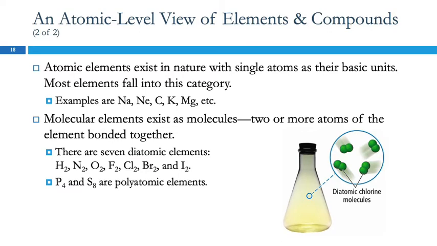So most elements are atomic elements, but there are 7 molecular elements that I want you to know. The 7 diatomic elements are those guys. Diatomic meaning 2 atoms. So all of these will go out in pairs, when they go out as an element. There are some other ones like P4 and S8 that have molecules of atoms within the element, but I'm not going to test you on that.